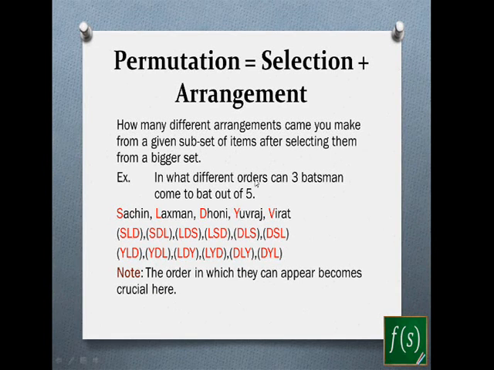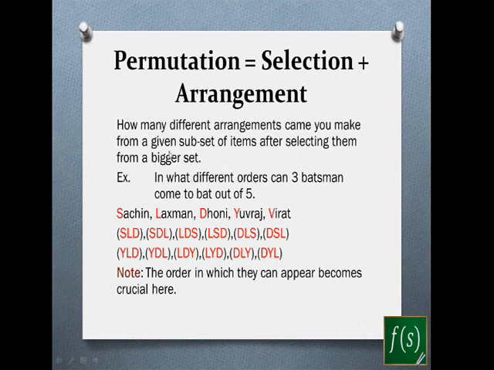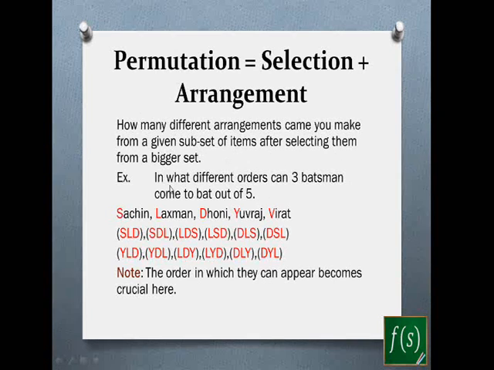Now talking about permutation, it is selection plus arrangement. So how many different arrangements can you make from a given subset of items after selecting them from a bigger set? Let's take an example.